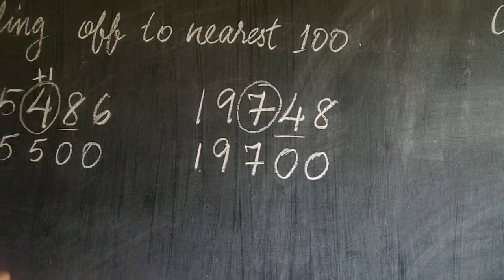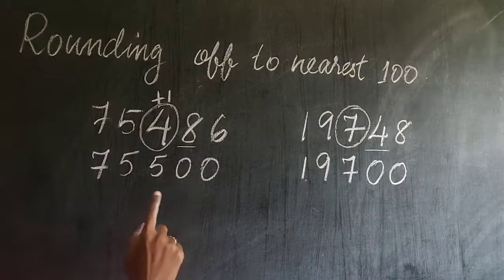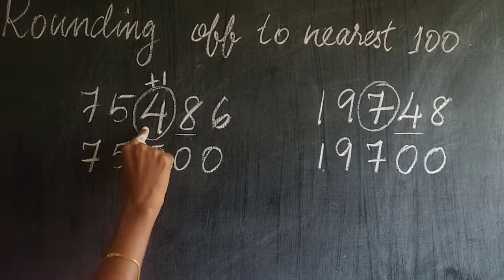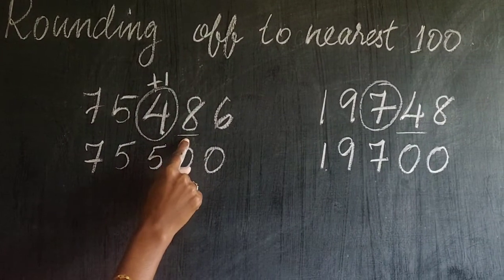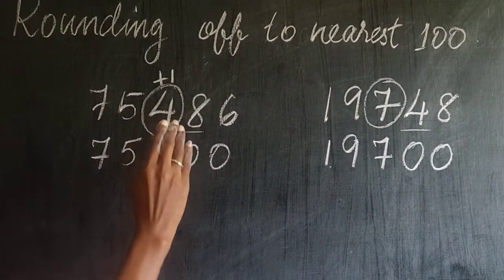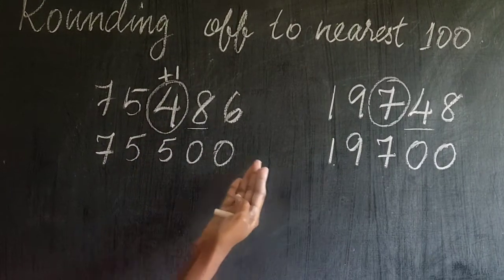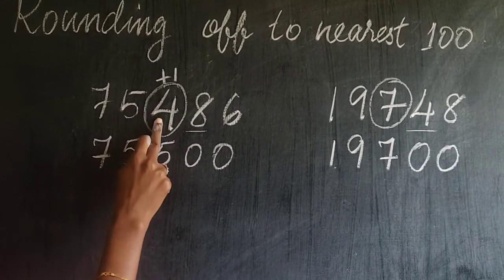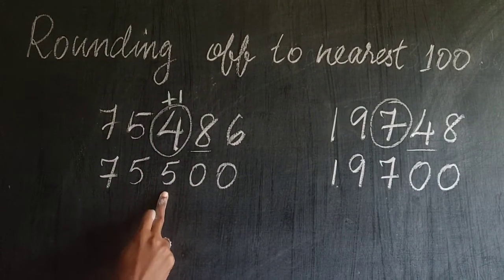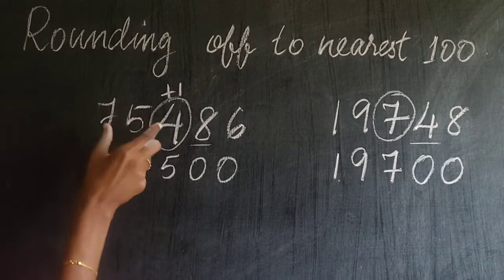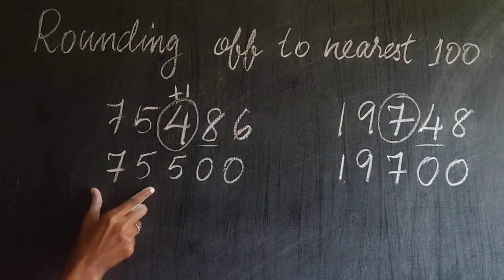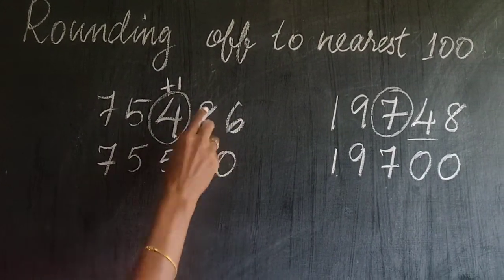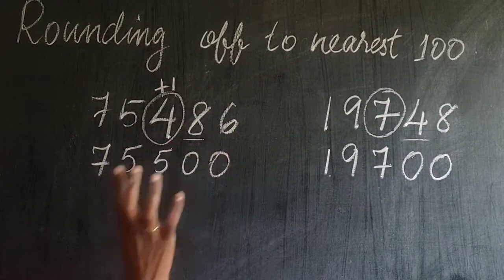So once again I will explain to you. To round off to the nearest 100, you have to look at the number in the hundreds place. Mark it there. Then look at the next digit on the right side. If it is 5 or more than 5, you will add 1 to the number you have circled. So if you add 1, this will become 5. The digits on the left side will remain the same, and the digits on the right side will become 0. You will not write those digits; in that place you write 0.